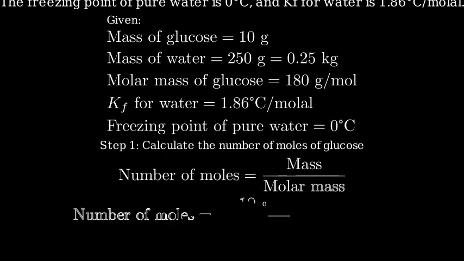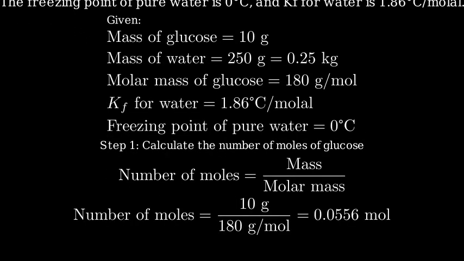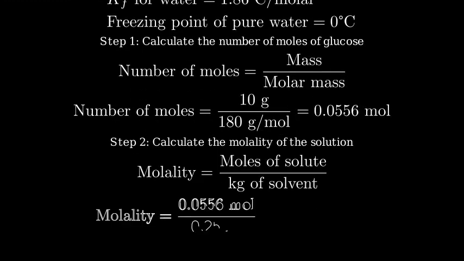Step 1. Calculate the number of moles of glucose. Number of moles equals mass divided by molar mass. Number of moles equals 10 grams divided by 180 grams per mole, which gives us 0.0556 moles. Step 2. Calculate the molality of the solution. Molality equals moles of solute divided by kilograms of solvent. Molality equals 0.0556 moles divided by 0.25 kilograms, which gives us 0.2222 mole per kilogram.